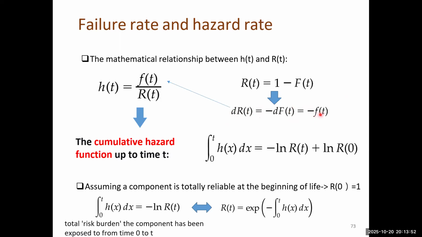Then we can substitute this minus dR(t) into the numerator of our function. Then we can get this one. We can get this cumulative hazard function up to time t. So anybody know why we have this function? Think of it. It is a very simple mathematical transformation. I believe you have learned it before.